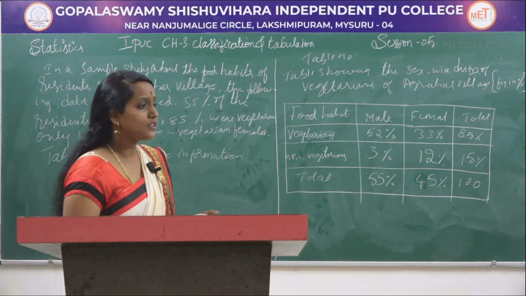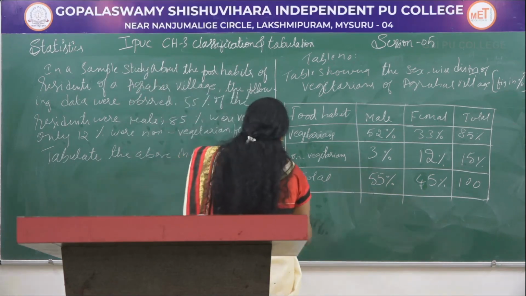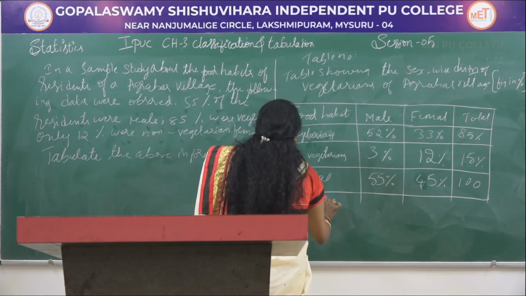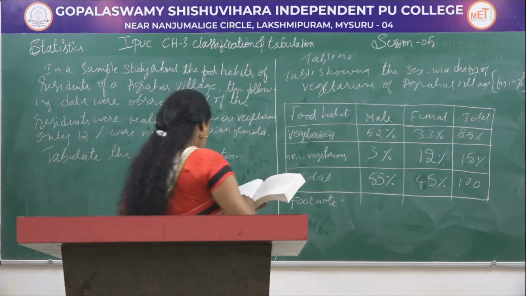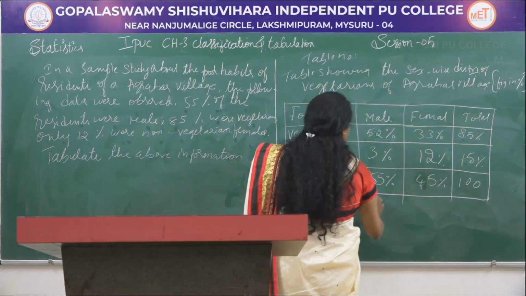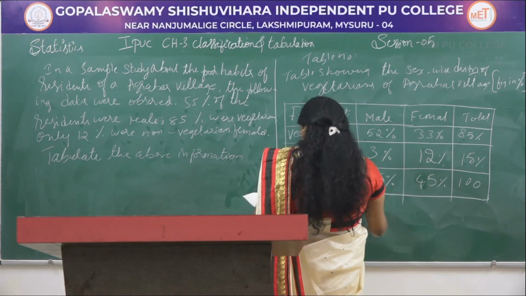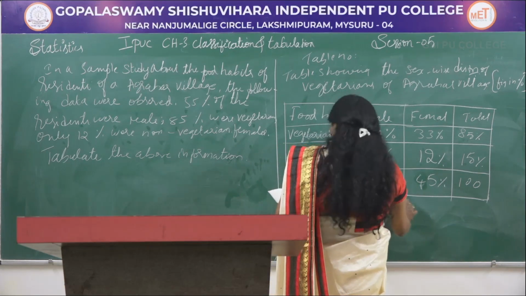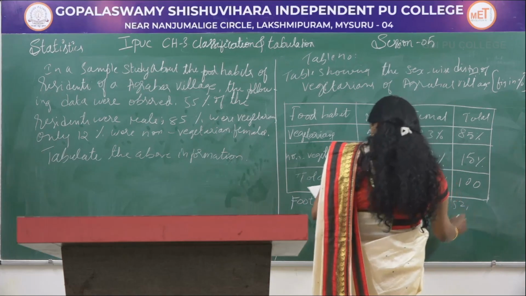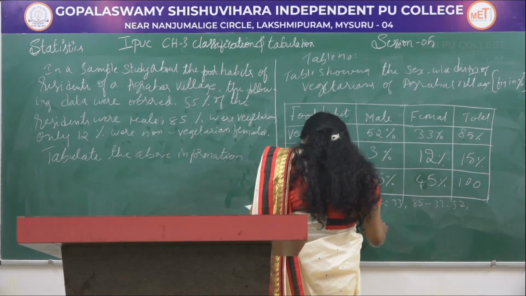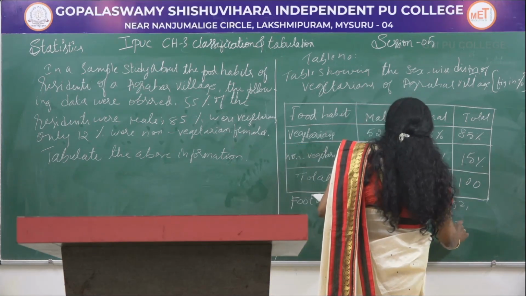Footnote. In footnote, we have to show how we have calculated. In footnote, we have to write how we have calculated the values. It is 45 minus 12, it is 33. 85 minus 33 is equal to 52. 55 minus 52 is equal to 3. 12 plus 3 is equal to 15.